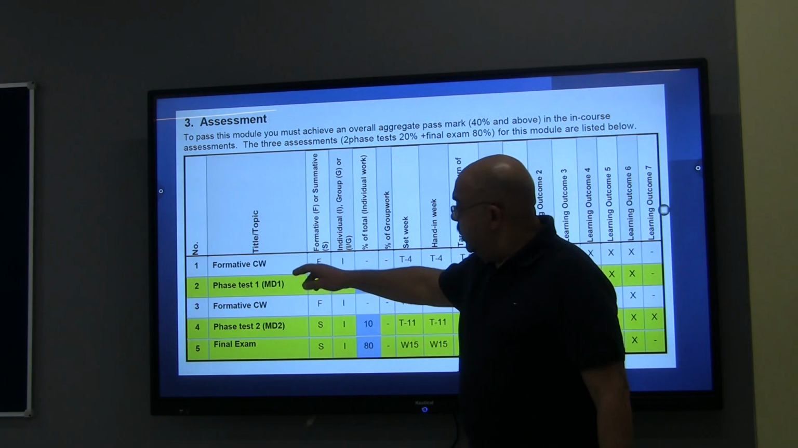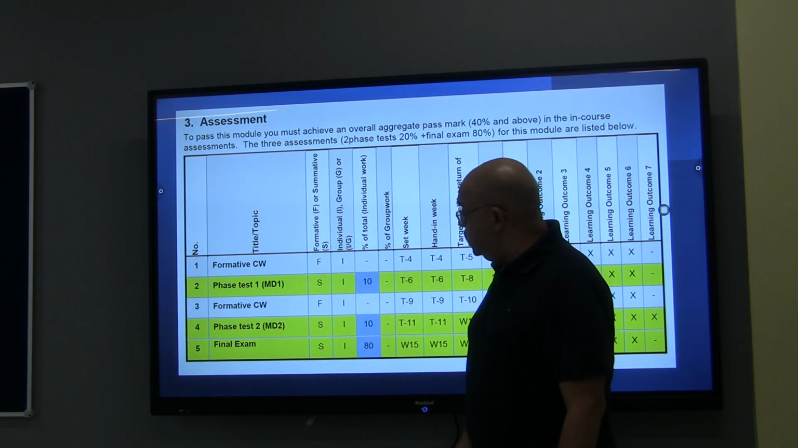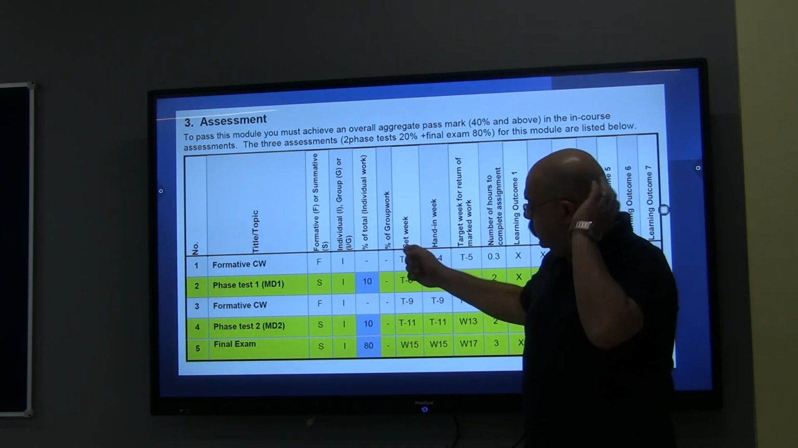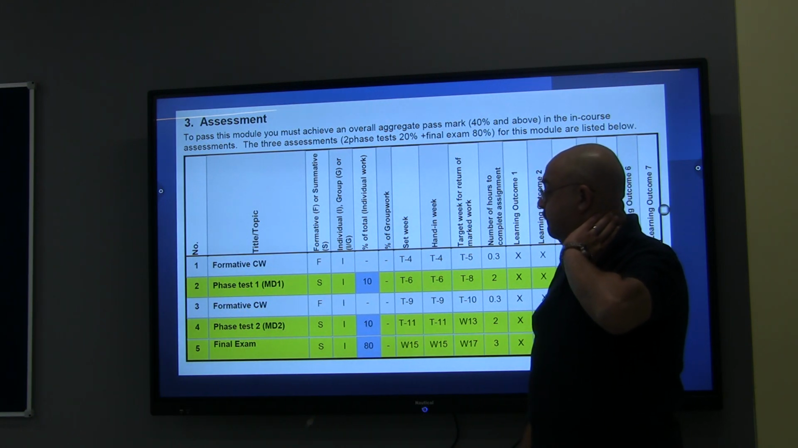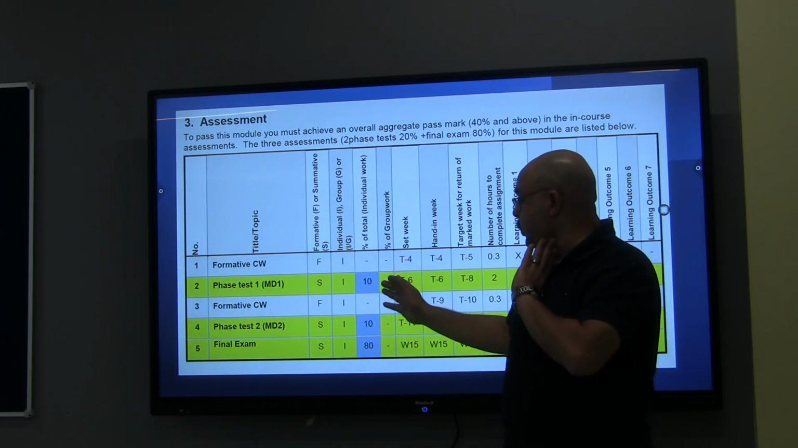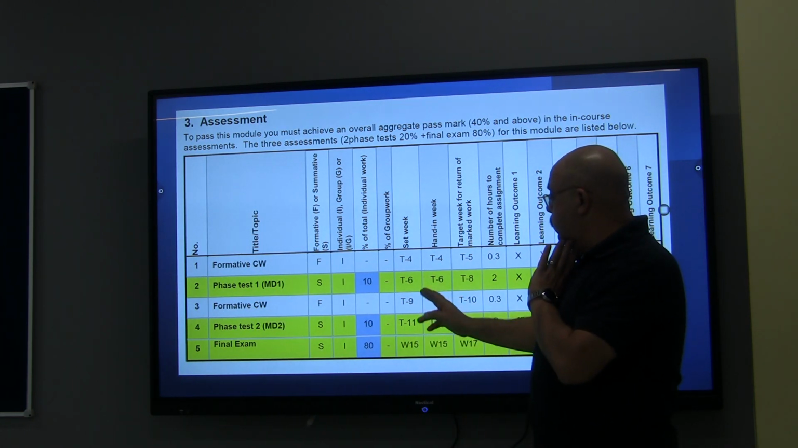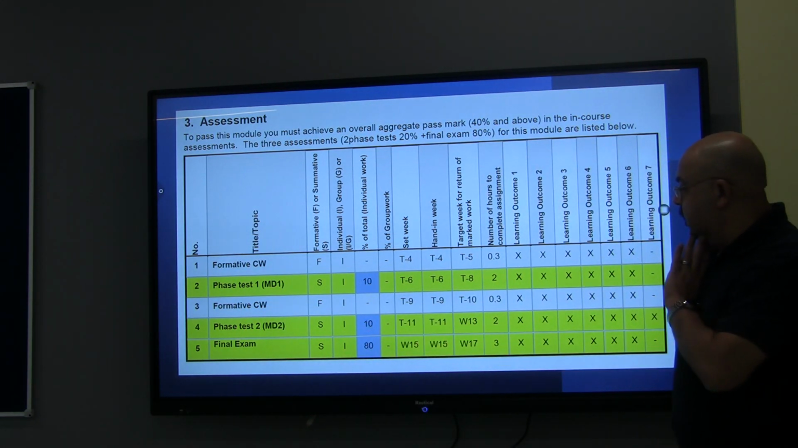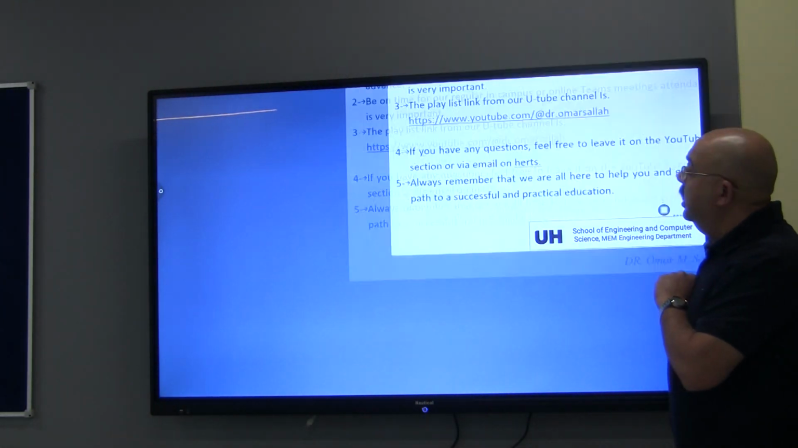As you can see, this table represents the formative classworks, which are going to be within teaching week 5 and week number 10. For the summative, it's going to be with week number 7 and week number 12, which correspond to teaching week 6 and teaching week 11. And this is the final exam, which is going to be 80%. You will find this table in your handbook, as I told you previously.